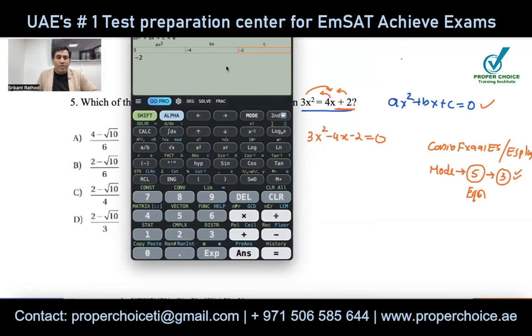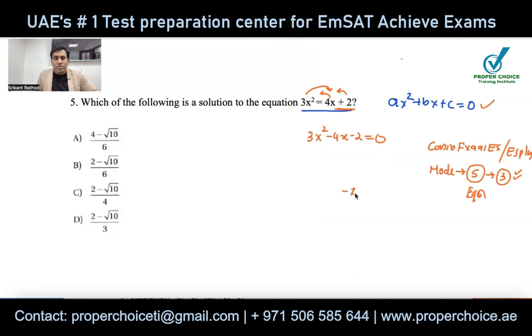As you entered all three values, that is 3, minus 4, minus 2, when you press equal one time, you are getting that answer. What I'm getting is minus 2 root 10 plus 4 by 6, that is times 1 by 6. Which can also be written as minus 2 root 10 plus 4 by 6, or it can also be written as 4 minus 2 root 10 by 6.